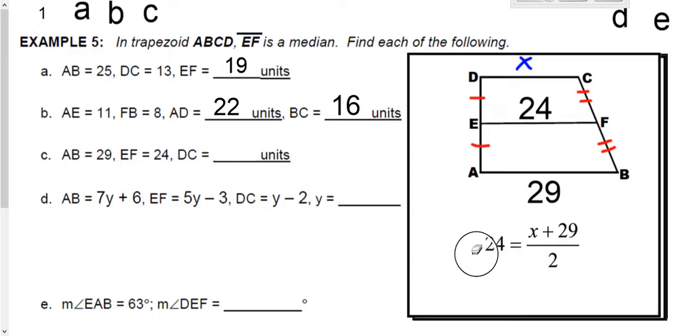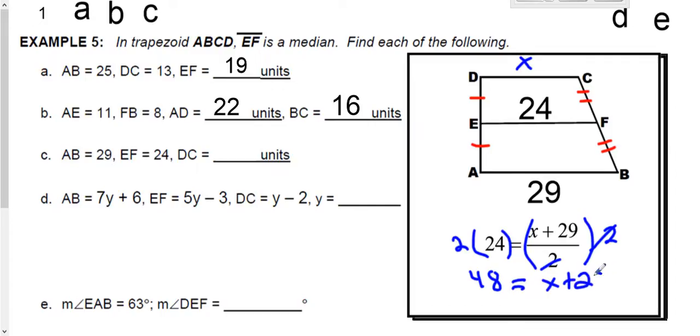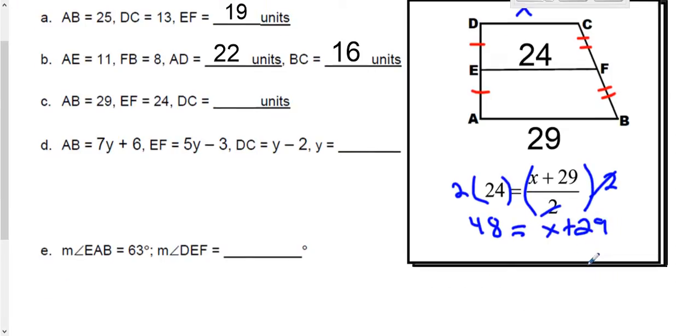Now to solve this for that other base, the first step is to multiply both sides by 2 to get rid of this division by 2. I multiply that side by 2, it just cancels out the division. I multiply this side times 2, I get 48 equals x plus 29, because I got rid of the dividing by 2. So you've got one more step: just subtract 29.